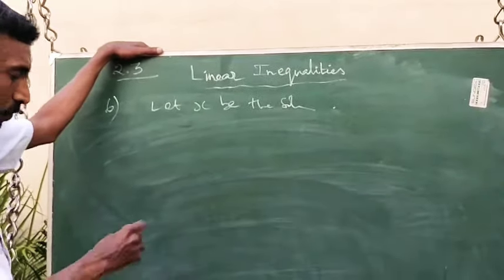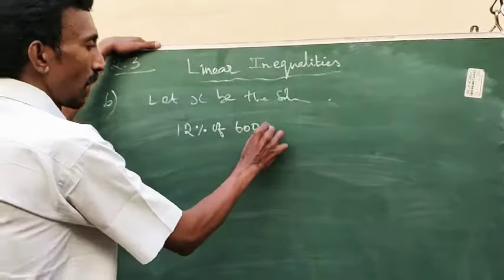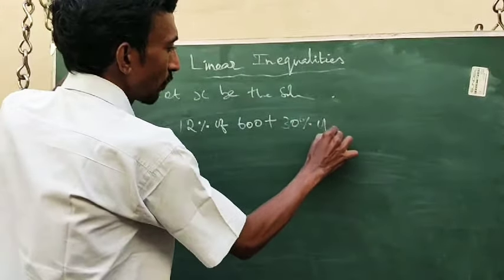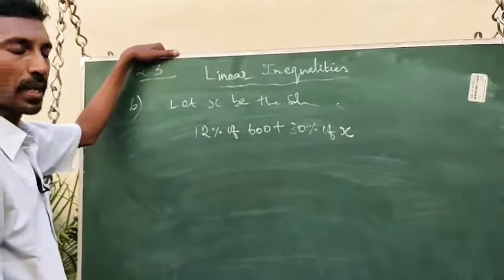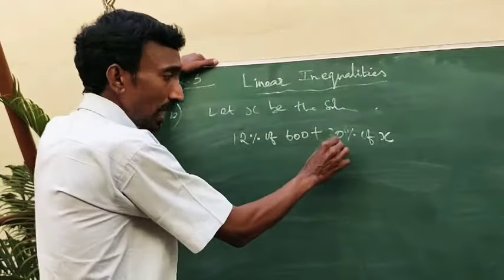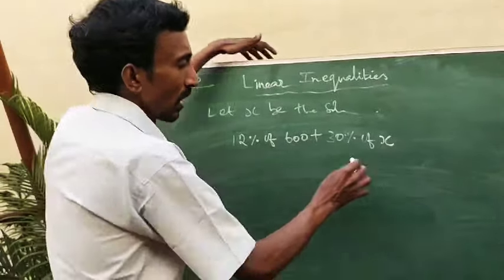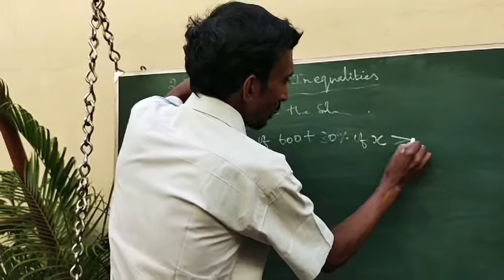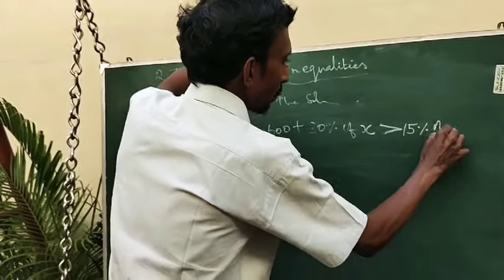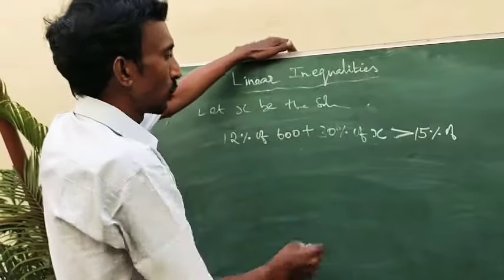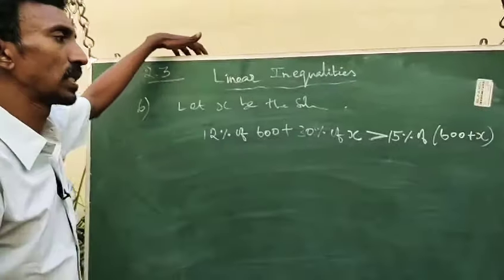So what is given? 12% of 600 plus 30% of what we have to add, x. 12% of the 600 liter solution plus 30% of the unknown amount is greater than 50% of the sum of the two. Sum of the two means 600 plus x.